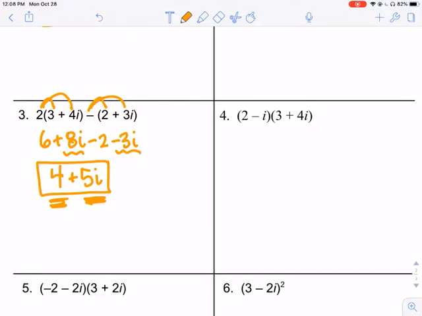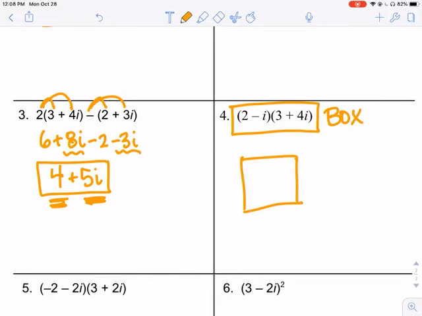And then we have something that looks like this. You can tell that looks like the box, and it is indeed the box. So we can go ahead and use the box here. 2 minus i, 3 plus 4i. 2 times 3 is 6. 2 times 4i is 8i. Negative i times 3, negative 3i. Negative i times 4i would be negative 4i squared.